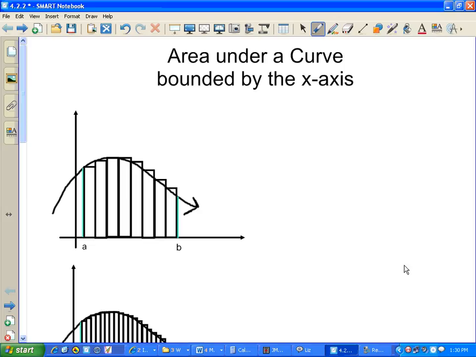Now, in order to do that, we're going to need to know the width and the height of each rectangle. So, let's say this curve here is my function. So it's f of x. And I've got all these rectangles, and I'm trying to find the area under the curve between points A and B. So from A to B.